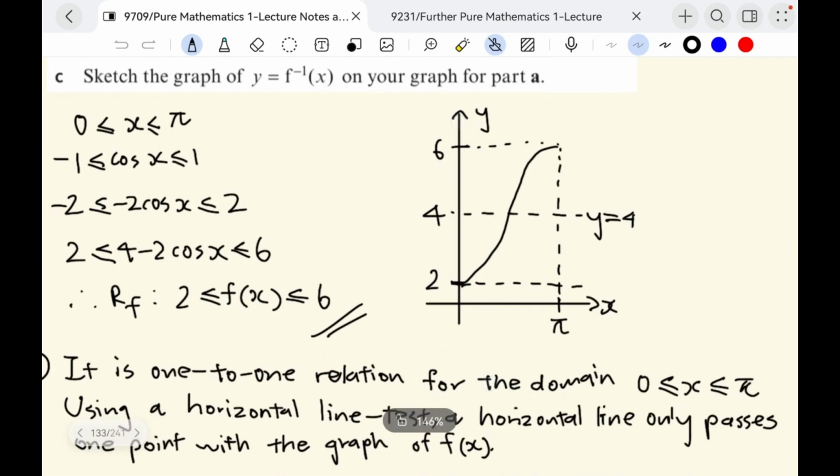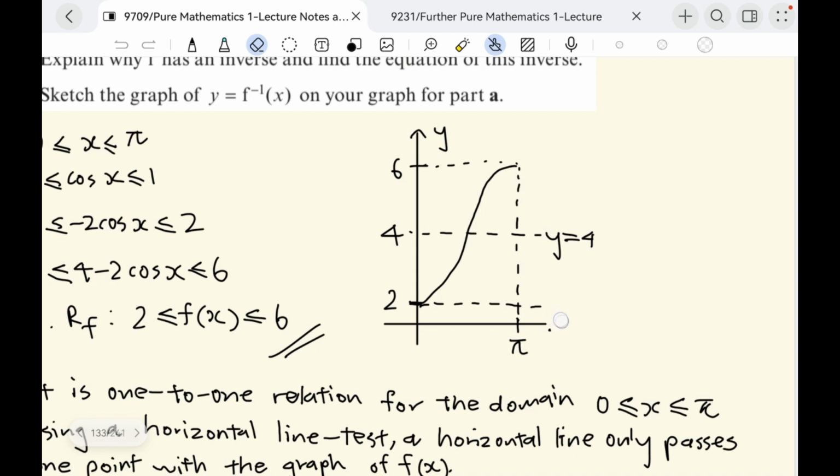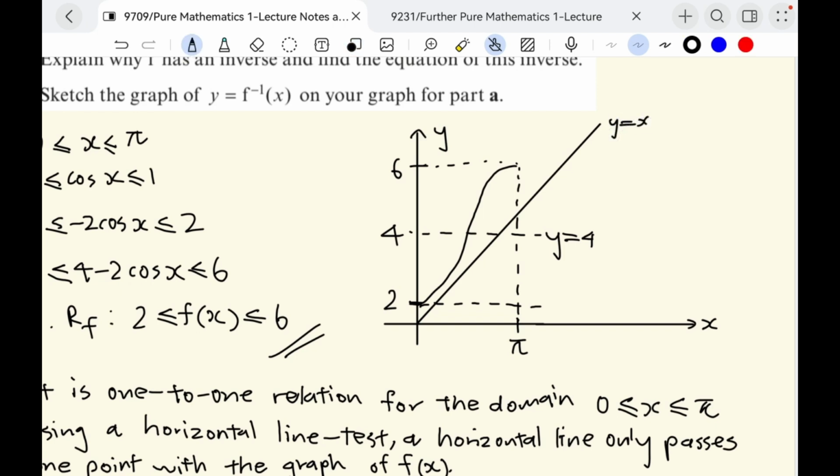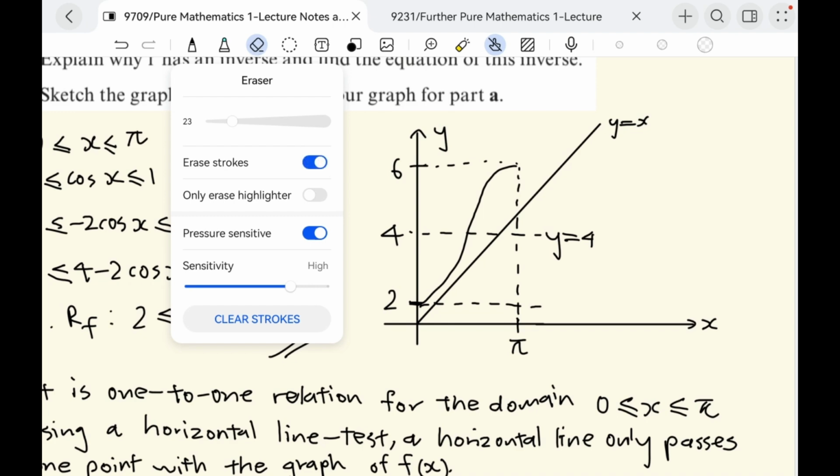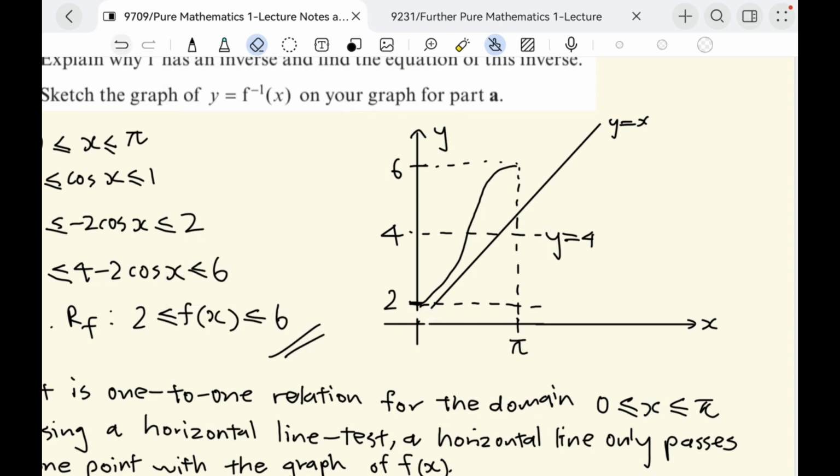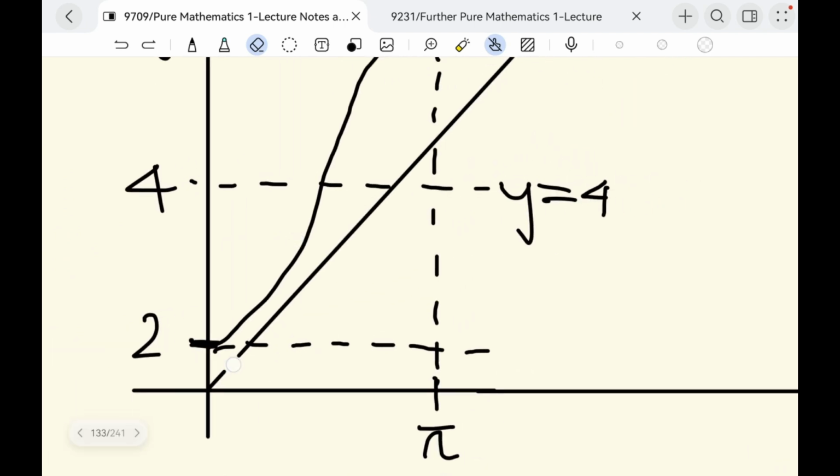So first thing first, you have to draw the inverse of f(x). Draw a line over here. Usually, the question wants you to draw f(x) and f inverse x simultaneously. So you have to draw a dashed line y equals x for better analysis and illustration of the relationship between f(x) and f inverse x. Okay, here it is.